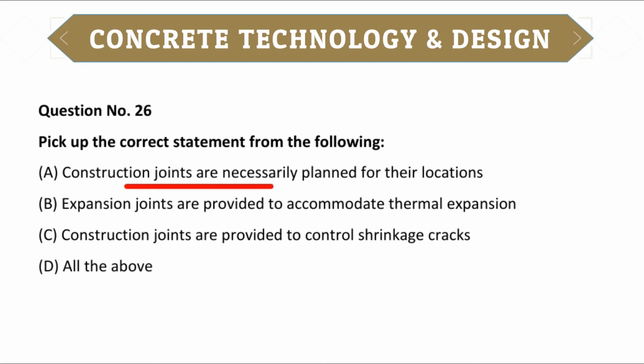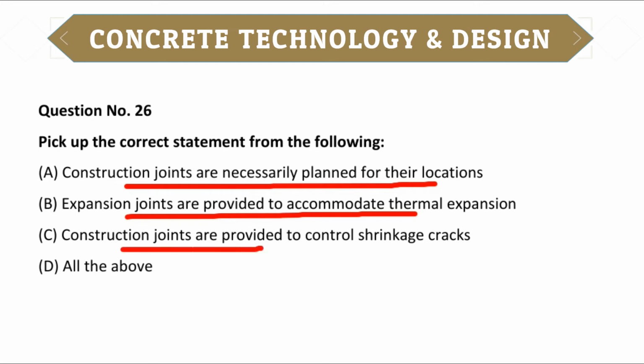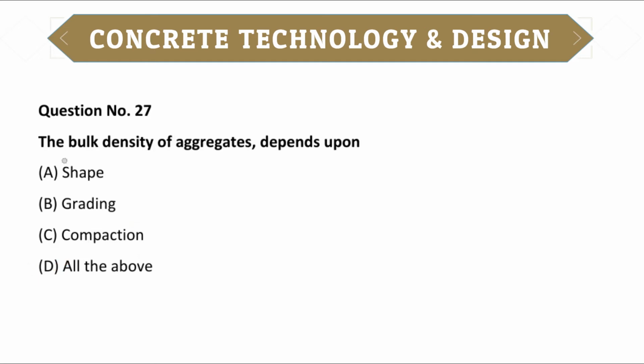So next question, pick up the correct statement from the following. Option A, construction joints are necessarily planned for their location. Option B, expansion joints are provided to accommodate the thermal expansion. Option C, construction joints are provided to control the shrinkage cracks. Option D, all the above. So the correct answer is option D, all the above. So next question, the bulk density of aggregates depends upon: option A, shape; option B, grading; option C, compaction; option D, all the above. So the correct answer is option D, all the above.